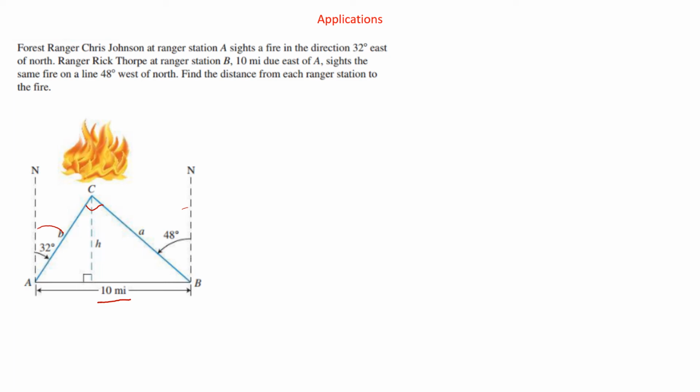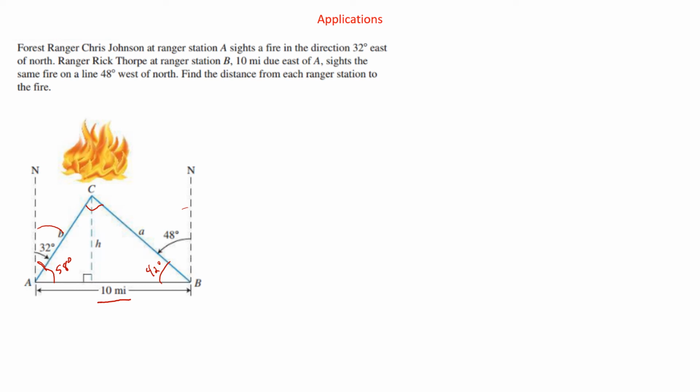First, we're going to find angles A and B. If this is 32 degrees, and this is a 90-degree angle, because we have north and we have east, we can just subtract. 90 minus 32 is 58 degrees. And then we can do the same thing over here. 90 minus 48 is 42 degrees.